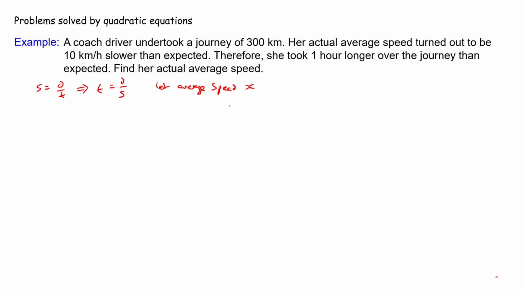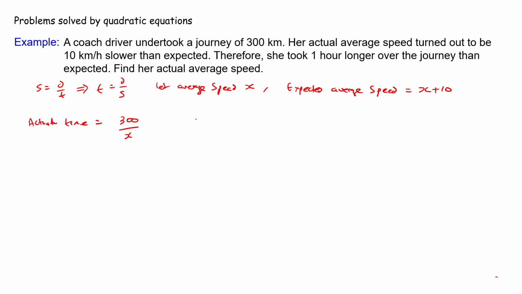Now, she was expected to be a bit faster than x. She was actually 10 kilometers slower, so expected speed is equal to x plus 10. So that's what she would have been expected to do. Now, based on her actual average speed, actual time is going to be distance 300 divided by x.